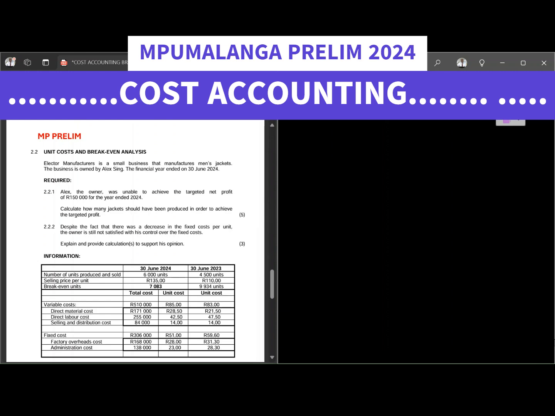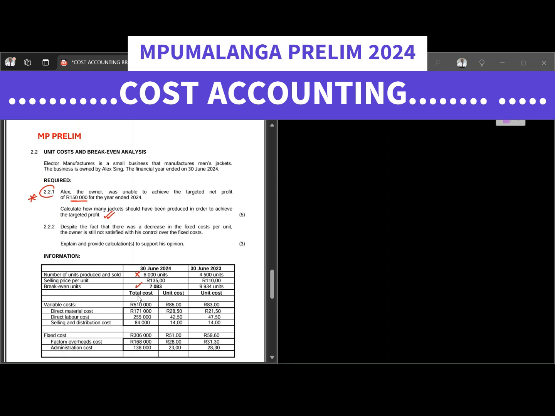But my focus is on this particular question here, which says the owner was unable to achieve the targeted net profit of 150,000. Calculate how many jackets should have been produced in order to achieve this targeted net profit. Remember what we did in the previous Mpumalanga paper. We cannot do the same here because, as I alluded earlier on, the number of units produced and sold is 6,000 and the break-even point is 7,000. So here we are producing below the break-even point.